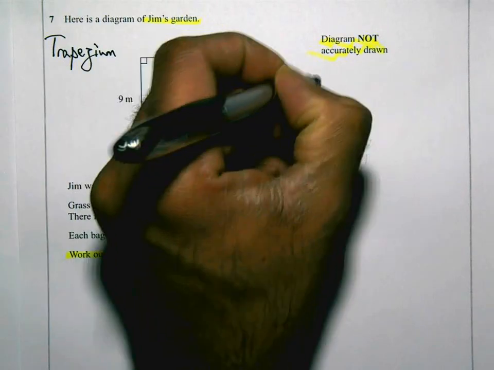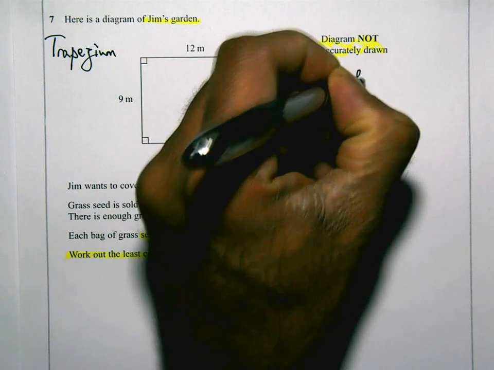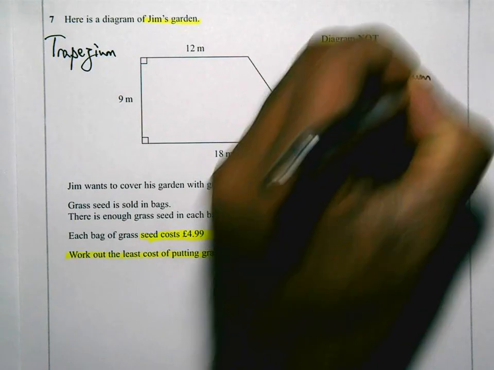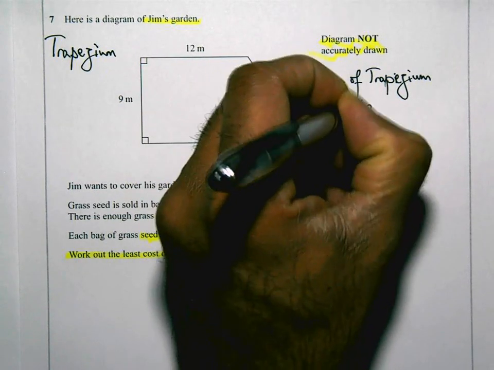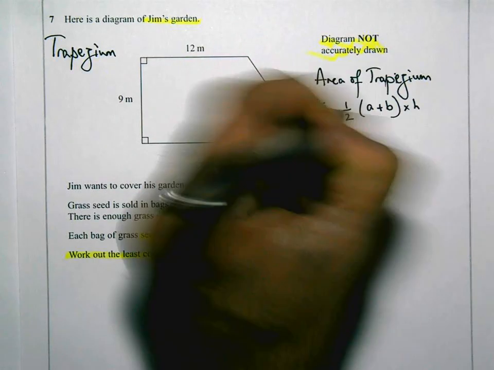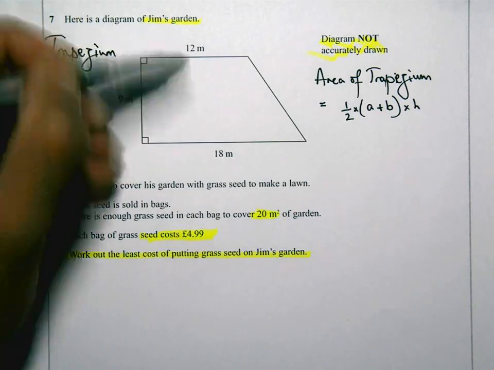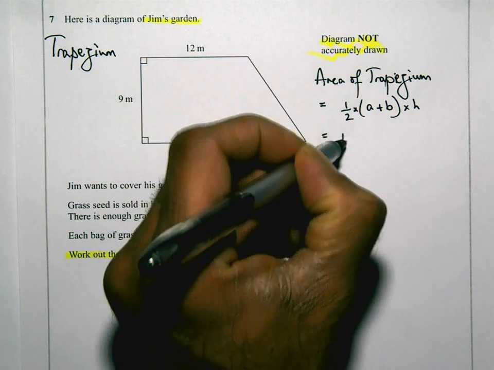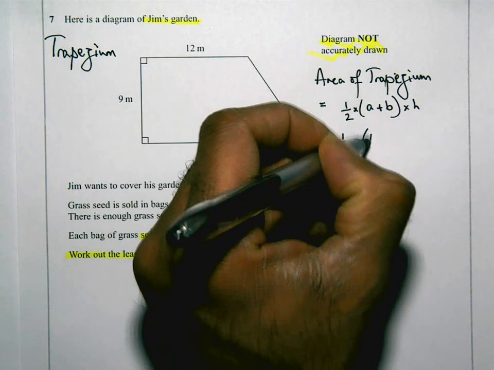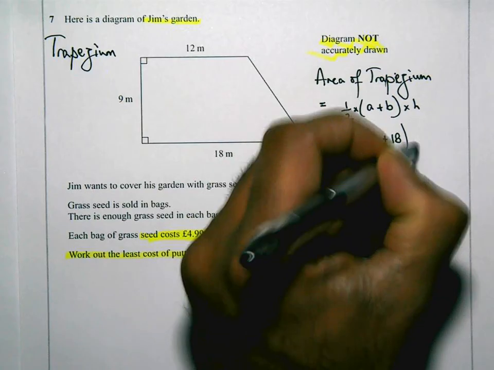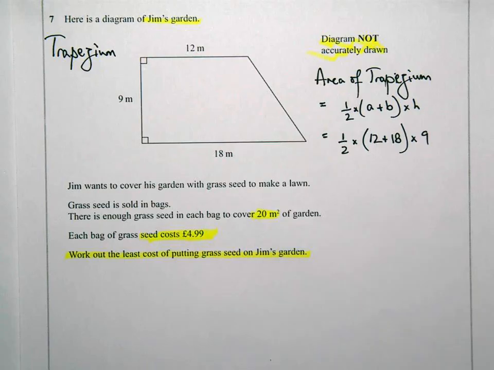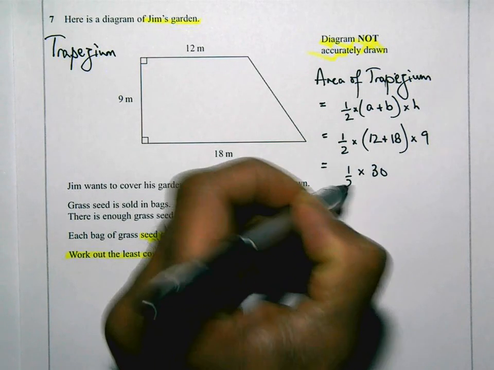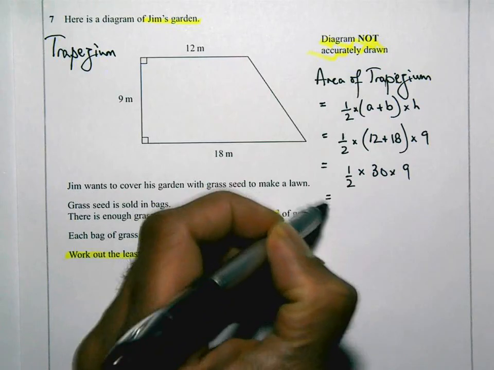So area of trapezium is going to be a half a plus b times h. a and b are 12 and 18, and the height is 9. So let's work that out. A half times 12 plus 18, and then times that by the height, the distance between them, which is 9. 12 add 18 is 30, so I need to work out half of 30 and then times it by 9. A half of 30 is 15.